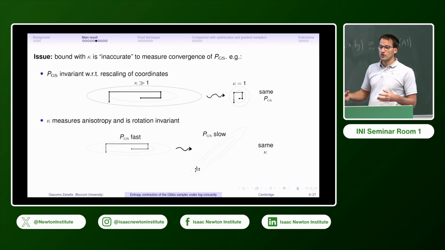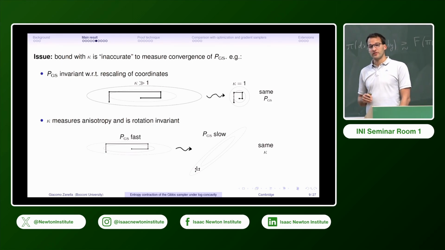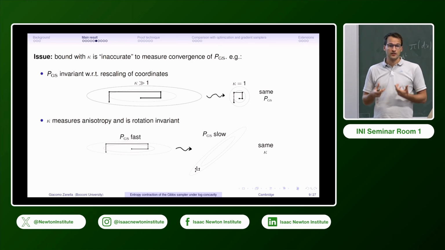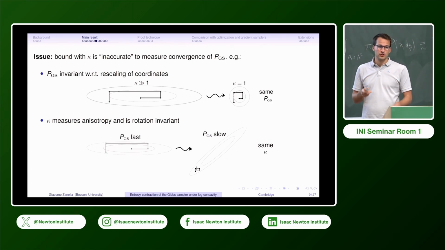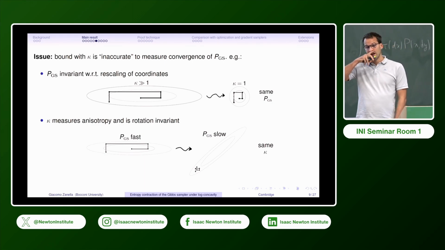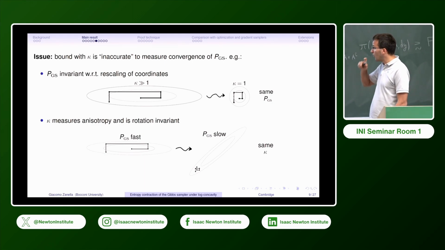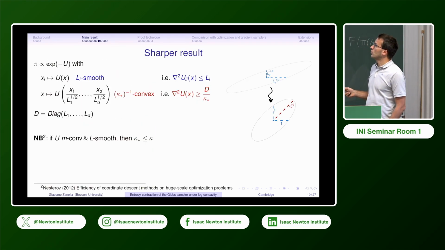On the other hand, if you rotate a distribution, the condition number is invariant, while the dynamics of the Gibbs sampler could change massively. Okay, so these two quantities are not well correlated, and this is well understood. Because one measures a sort of anisotropy and is rotation invariant, the other measures a sort of conditional dependence between variables.